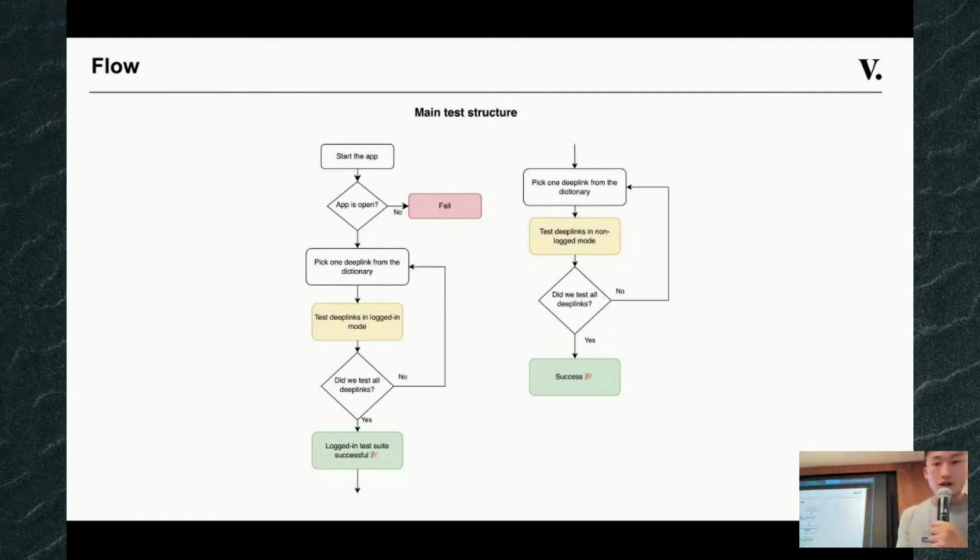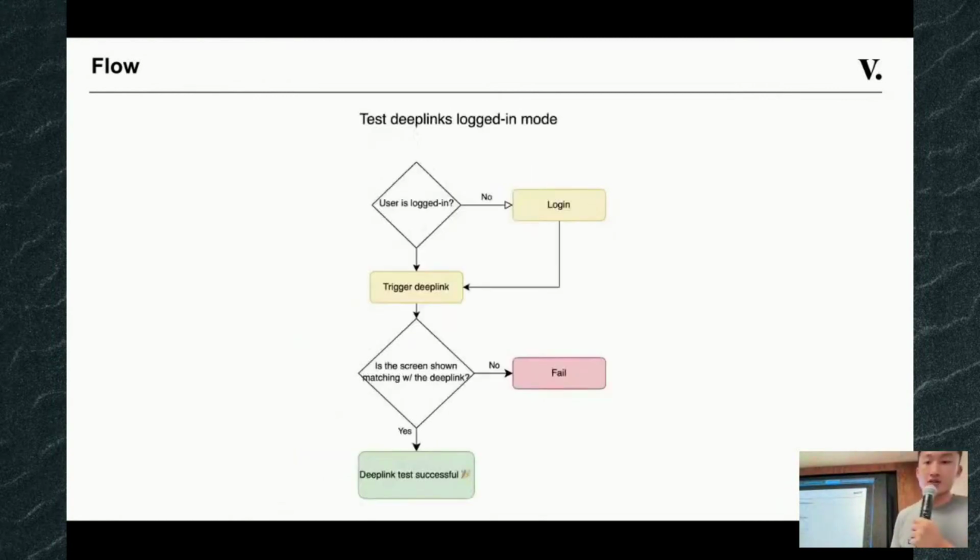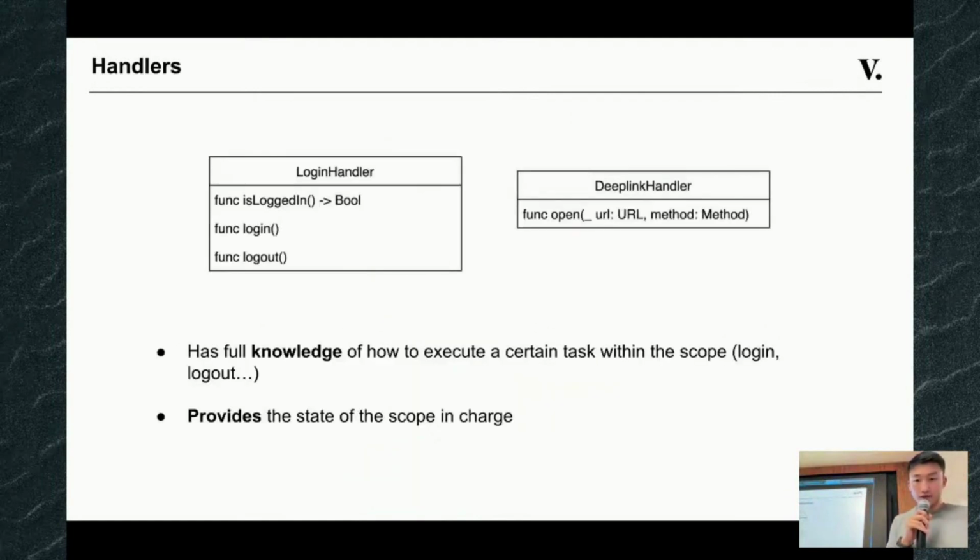Pretty simple. And then if we zoom a bit, for example, in that logged in mode test, what does it do exactly? It checks first if the user is logged in. If not, we're going to log in. And then it will trigger the deep link. We check what is the screen shown. We have some kind of 10 seconds timeout. So the app will have 10 seconds to show the screen. If the screen is shown, the test itself is successful. So this is just to quickly show you.